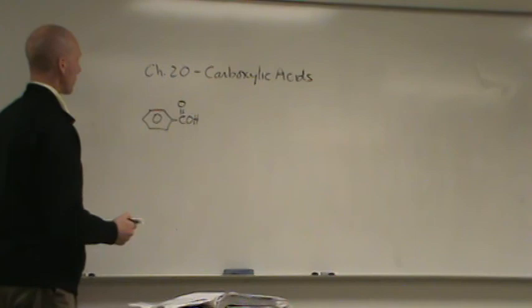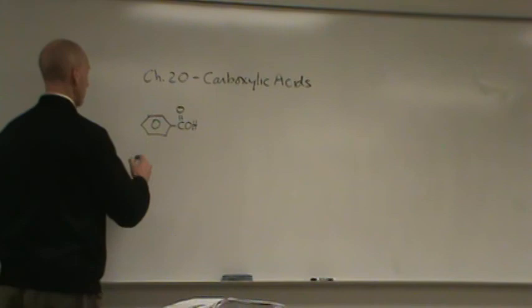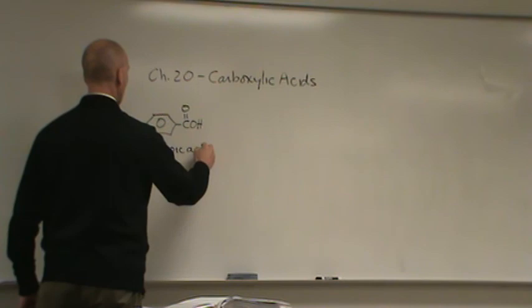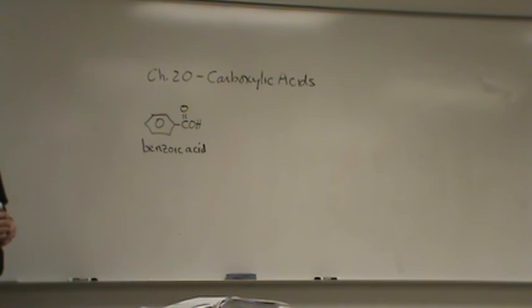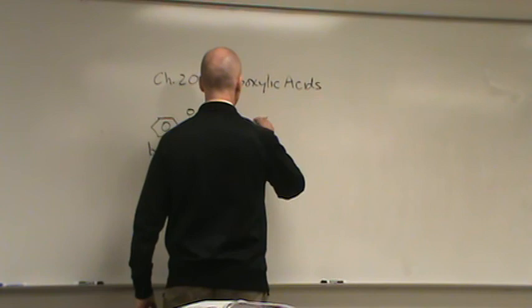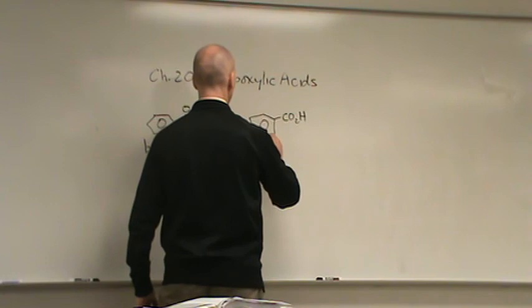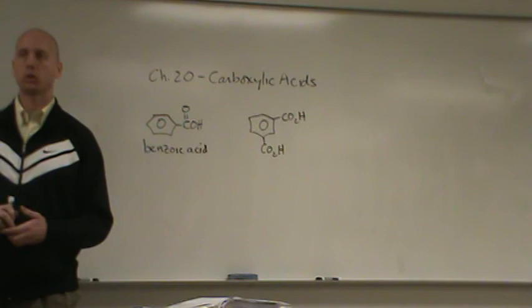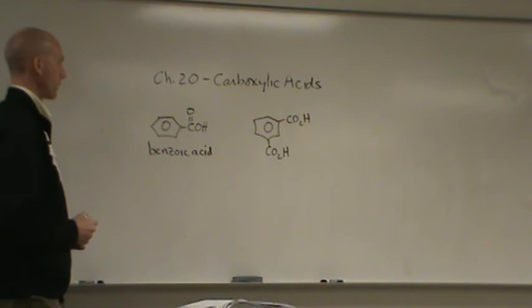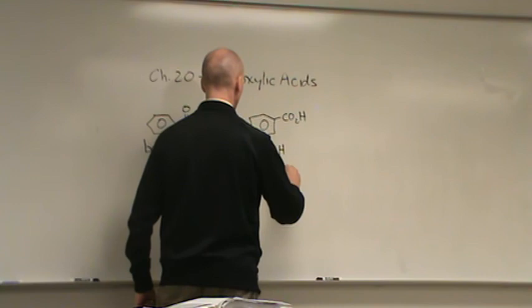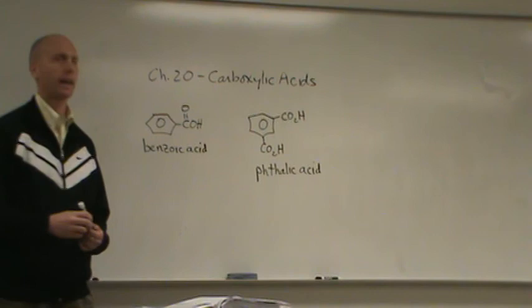Okay, so earlier on, we got familiar with that acid, which is what? Benzoic acid. Okay? So we learned that all the way back in benzene chemistry. But what happens if we, for example, put two acid groups on the benzene? What do we call that? Okay? Let's give it a trivial name. That's called phthalic acid. Okay?